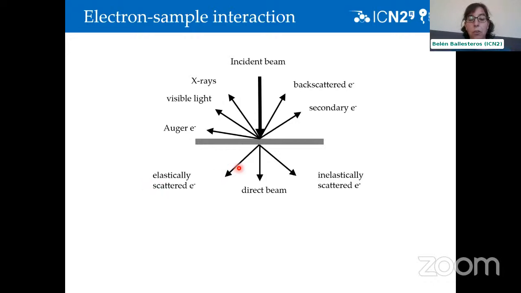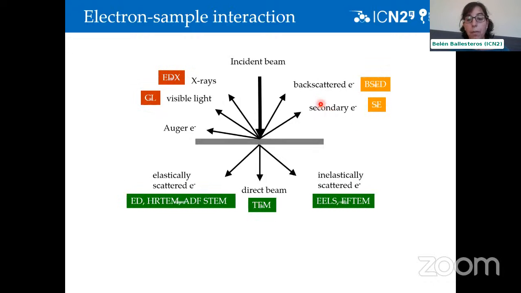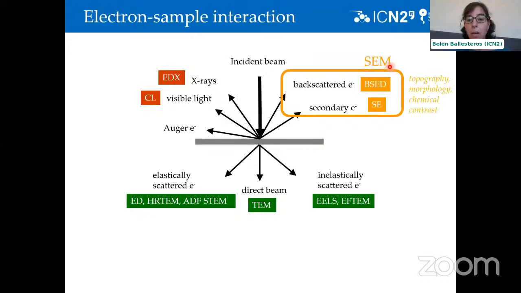What can we do with an electron microscope? Well, depending on the detectors that we use, we will get one signal or the other. So if we want to detect the secondary electrons or the backscattered electrons, this is something we normally do in an SEM, scanning electron microscope. And which type of information will we get? We'll get information on the topography of the sample, the morphology, and also, if we use the backscattered electrons, we have information of chemical contrast.